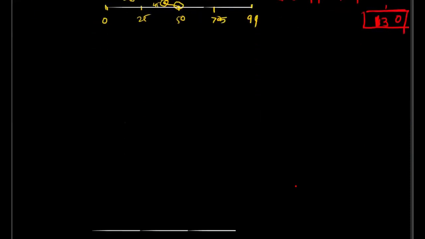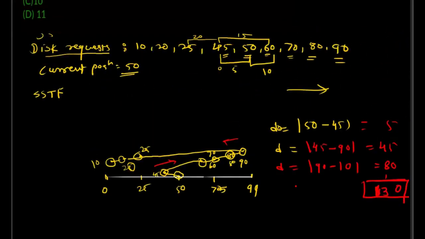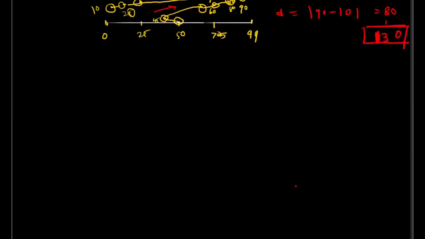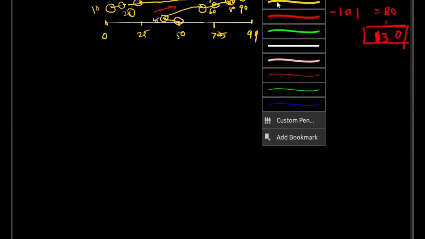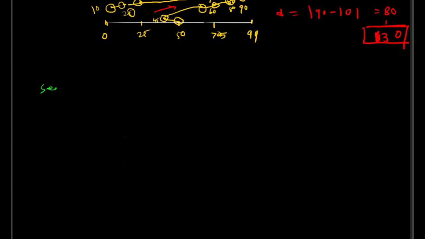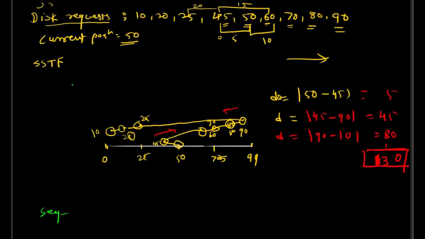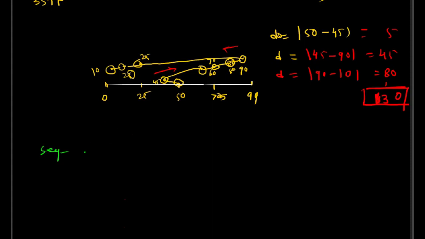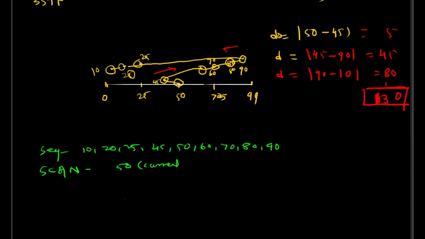Now the same example we will try to solve by using the scan algorithm. So first we will write a sequence. Sorted order sequence: 10, 20, 25, 45, 50, then 60, then 70, then 80, and finally 90. And we have to use the scan algorithm with current location at 50.